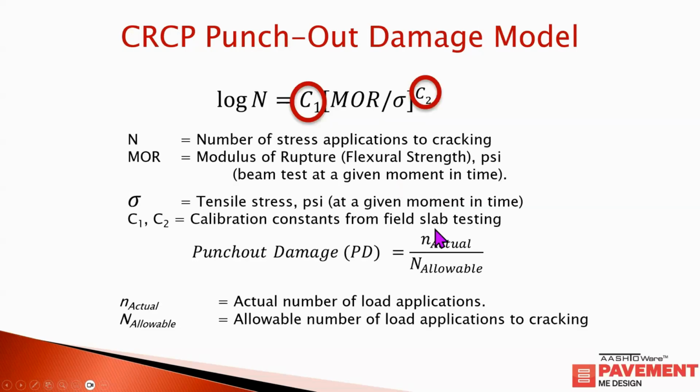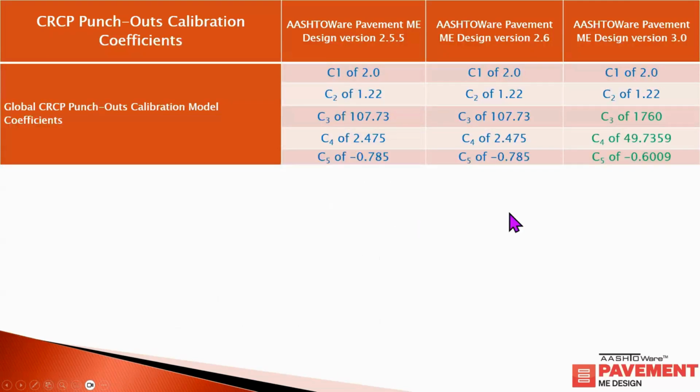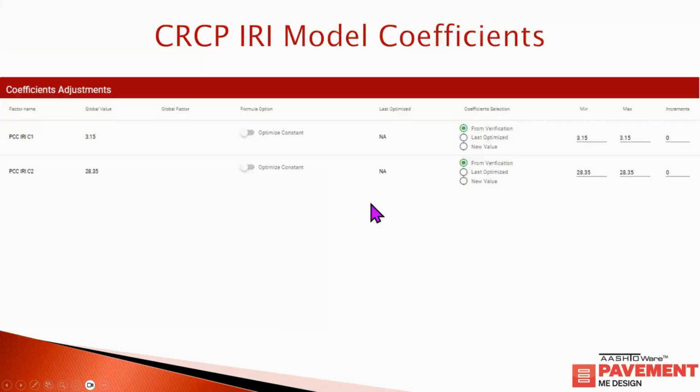And then you get punch-out damage, PD, which then goes into the transfer function. And here you also have a C3, C4, and C5 coefficient to adjust. And from the global calibration with 3.0, again, the damage coefficients were not touched, but it was just the transfer function coefficients that were adjusted from their previous values.